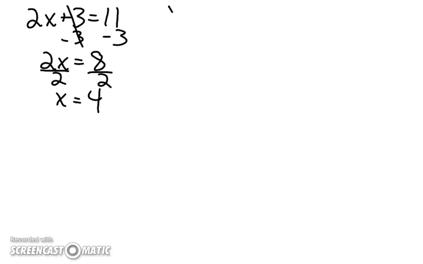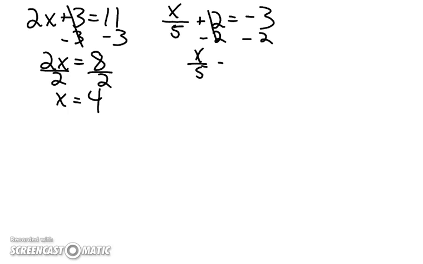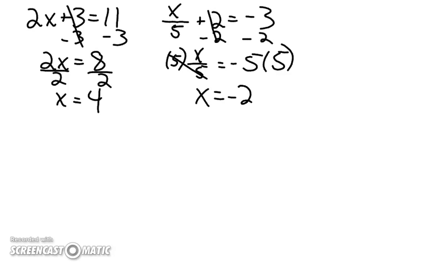We can do another problem like it, such as x divided by 5 plus 2 equals negative 3. We have that plus 2 that we have to move first, so we are going to subtract 2. So x over 5 equals negative 5. The opposite of dividing by 5 is multiplying by 5, so we'll multiply both sides by 5. The 5's on the left cancel out, and we're left with x equals negative 25.